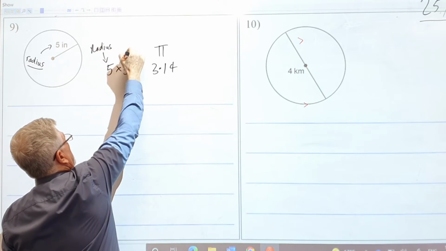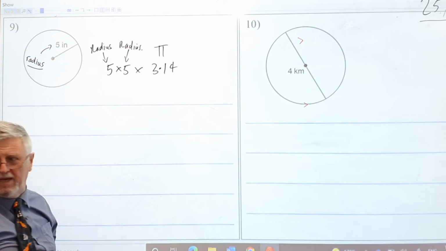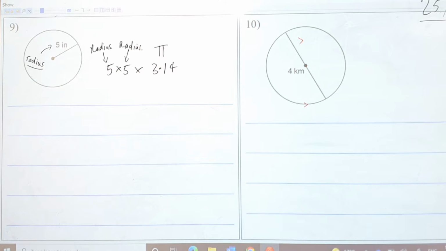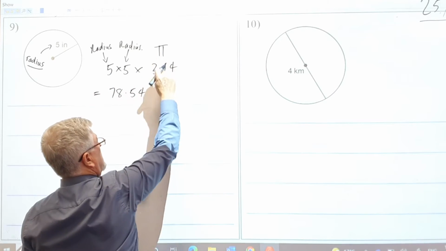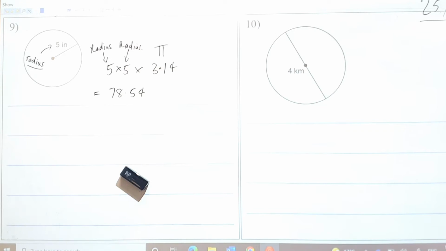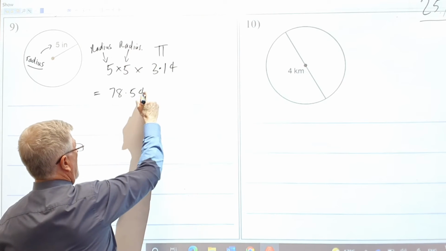times itself, the radius again, and times this thing called pi, which a lot of people don't understand. I haven't made a video on that. I thought about making one. For the moment, can you go 5 times 5 and press the pi button instead of doing 3.14? So now I want the answer as 78.53.